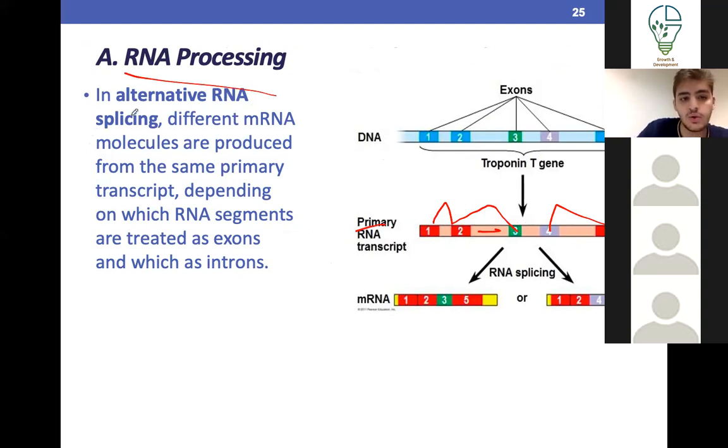RNA processing, as you know, is called alternative RNA splicing. You remove the introns and you rearrange the exons. That's one way of controlling the phenotype. That's an example of post-transcriptional modification, so after transcription. I hope I'm making sense and I'm not going too fast.